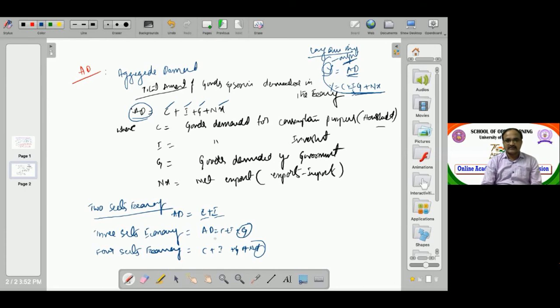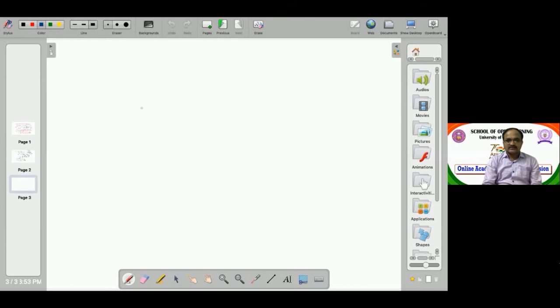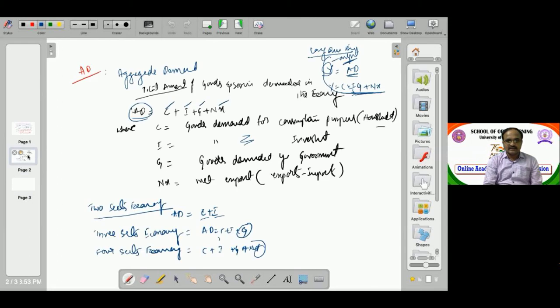Now I can take another page to discuss the aggregate demand curve. I will draw the aggregate demand curve here. Dear students, understand that aggregate demand depends upon the level of income in the economy. So here you can look at that.